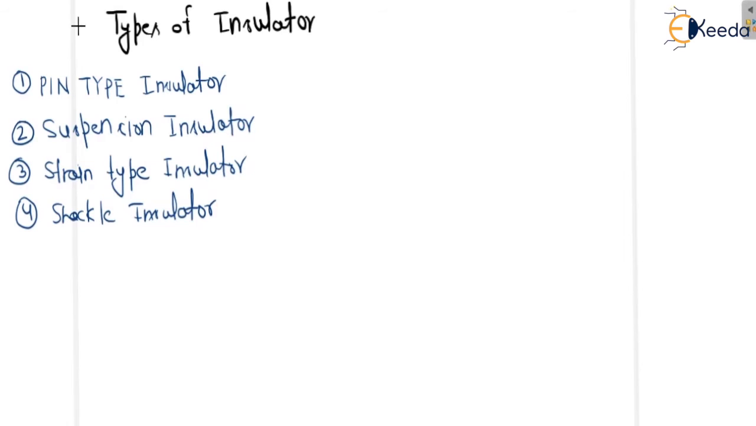The first one is pin type insulator. So pin type insulator is basically an insulator above which the line will pass. Let us assume I am standing and above my head there is a conductor going. So that is kind of pin type insulator basically.